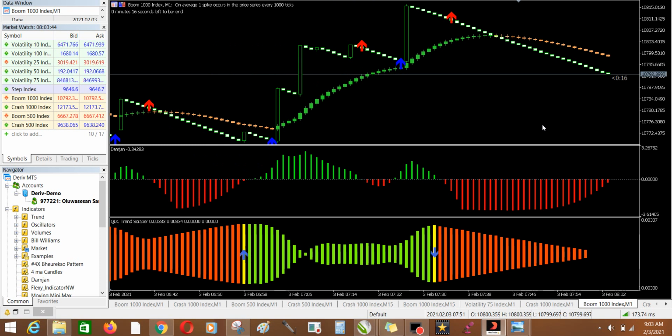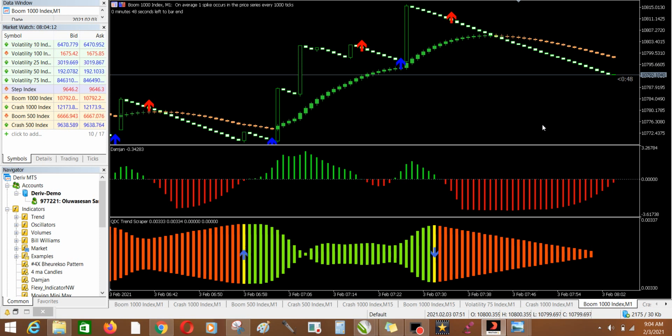Another question I would like us to see is how accurate is this indicator? Personally, I'm going to give it 90%. It is even more than 90%, but let me put it at 90% because it is so perfect. It gives you peace of mind and you will be able to trade with it successfully.